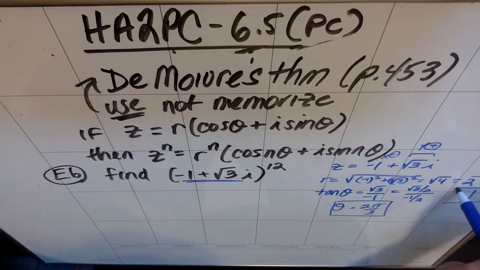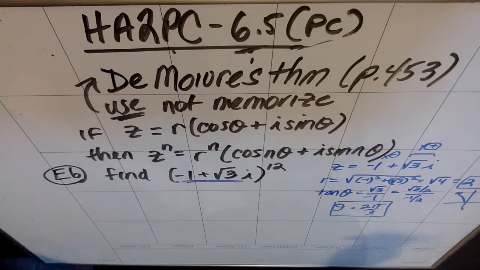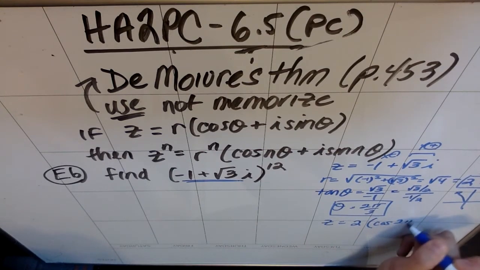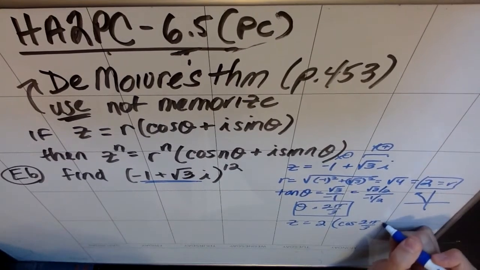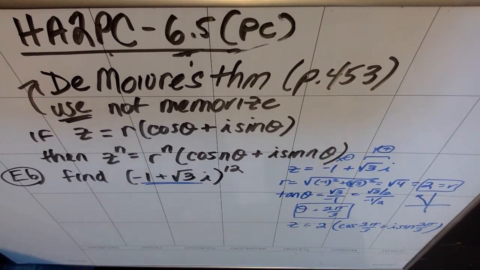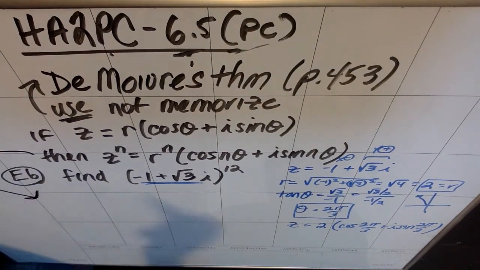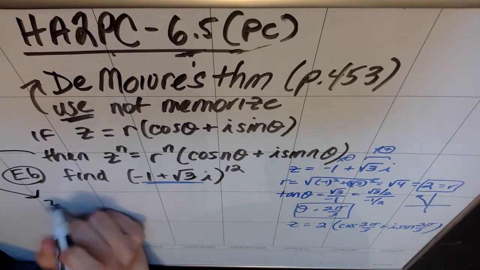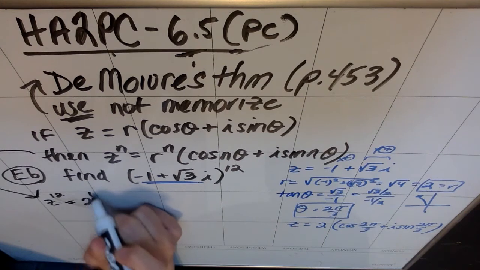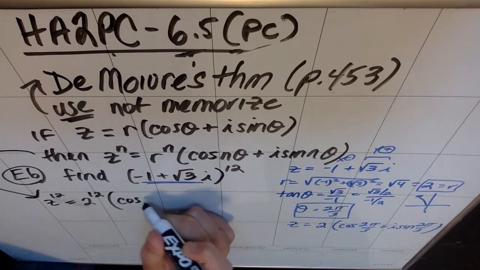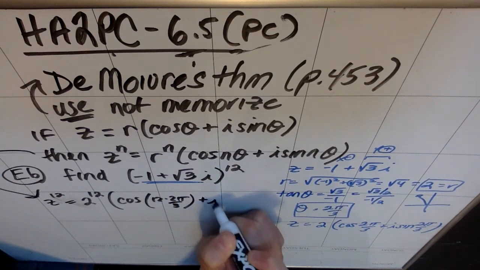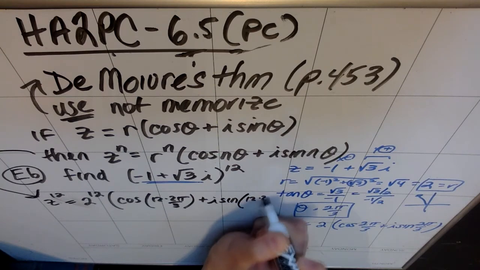So now all I need to do is plug into DeMoivre's theorem. So I now know that my Z is R, which is 2, times cosine of my theta, 2 pi over 3, plus i sine of 2 pi over 3. So using that wonderful theorem that we didn't have to generate ourselves because somebody else came up with it, which is very helpful, this Z to the 12th, it's not an n here, should be 2 to the 12th, because that's R to the 12th, times cosine of whatever 12 times 2 pi over 3 is, which we'll deal with in a sec, plus i sine of, again, whatever 12 times 2 pi over 3 is.